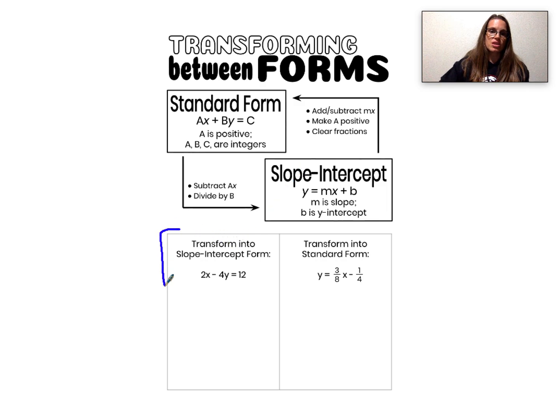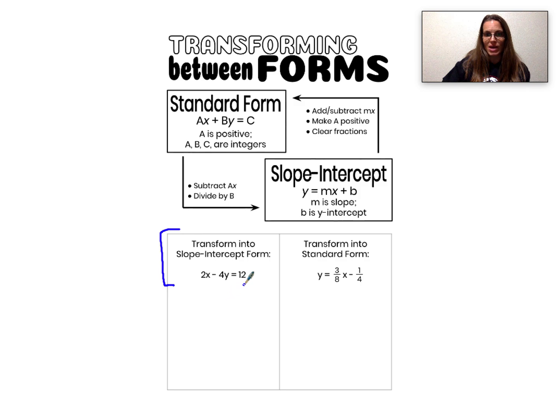This transformation from standard form into slope-intercept form is really useful. When you graph from standard form, if you transform your equation into slope-intercept form, you can then check your graph. So you can check that your graph has the proper y-intercept and slope. Let us go ahead and transform this.